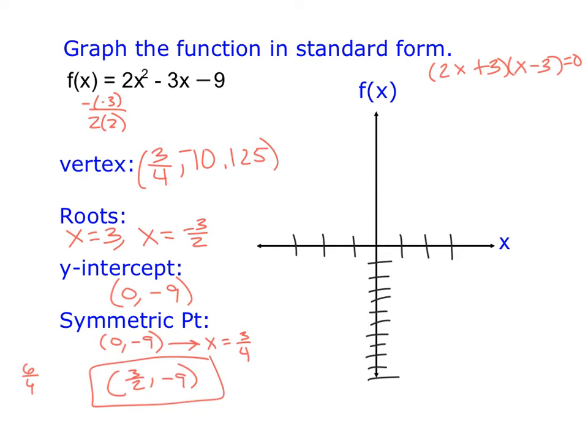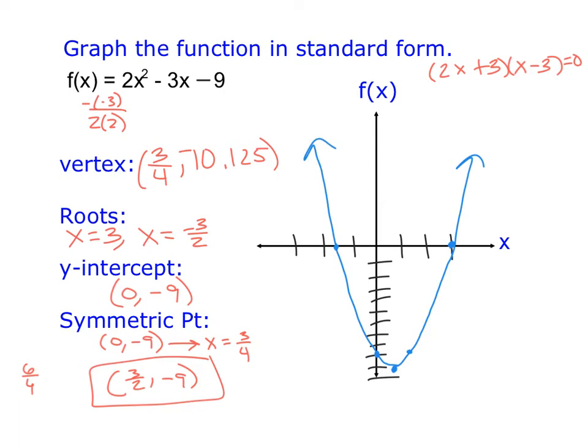Okay, so I've got 3 over 4, negative 10.125. I went down to 10. So 3 over 4 is close to 1 and just below 10. I've got my roots of 3 and negative 3 over 2, so that's negative 1.5. I've got negative 9, and then 1.5. I'm just going to connect my dots. It's not beautiful, but it's a problem.